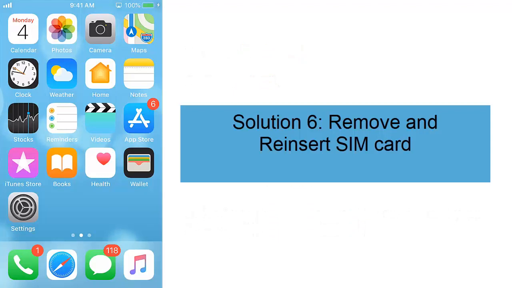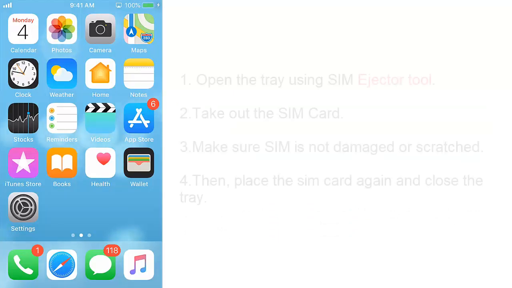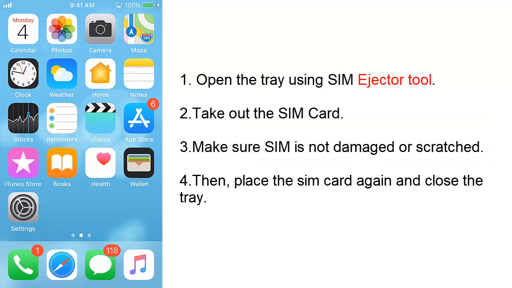Solution 6. Remove and reinsert SIM card. Open the tray using a SIM ejector tool. Take the SIM card out. Make sure the SIM is not damaged or scratched. Then place the SIM card again and close the tray.